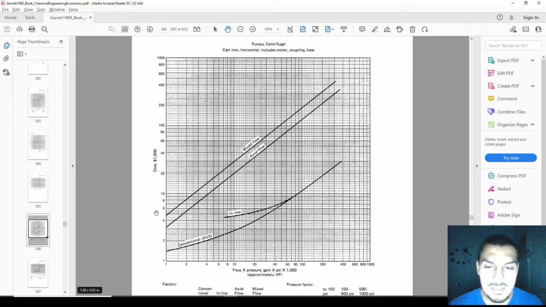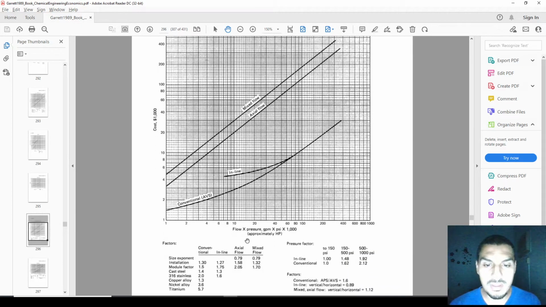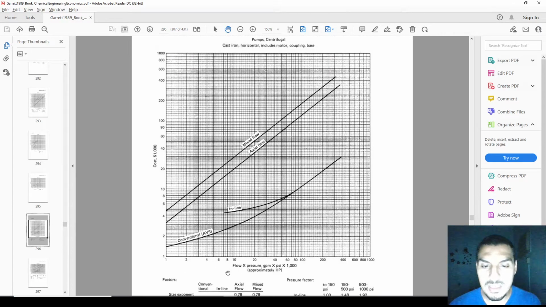I'm gonna discuss the differences between these in a few minutes. But the point that I want to highlight here is that the x-axis is a combination of two things: the flow multiplied by the pressure, and it says gallon per minute multiplied by psi multiplied by 1,000. So this is not 40, it's 40,000. This is 100,000. This is 6,000, whatever.